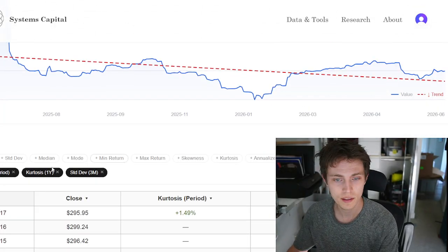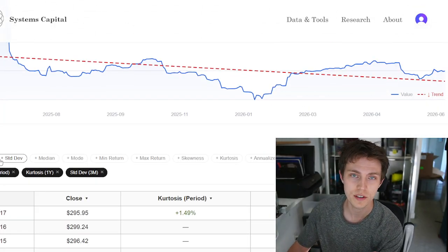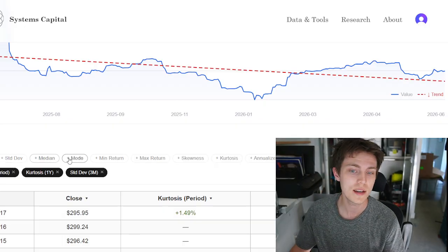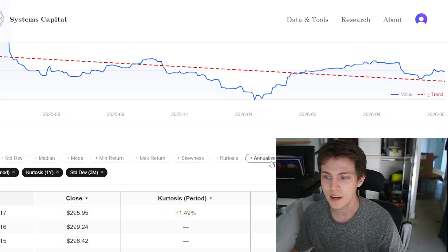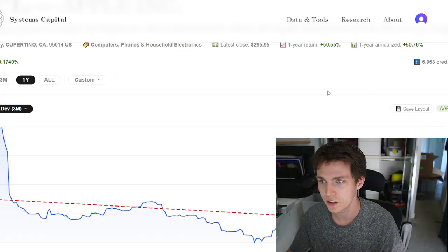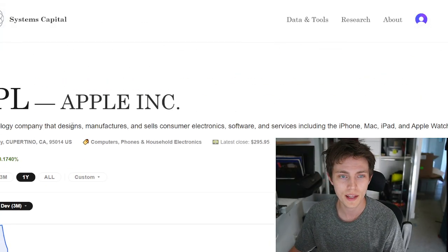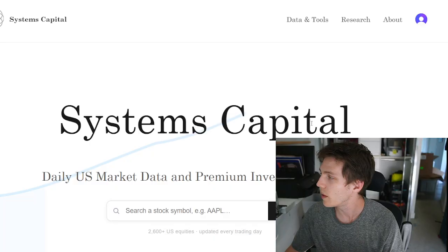Let's get back to it. There's all these different things. There's average return, standard deviation, median, mode, min return, max return, skewness, kurtosis, annualized return, etc. You might not know what that is. That's okay. We head back home.